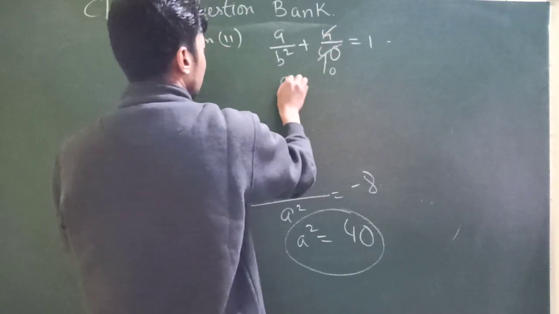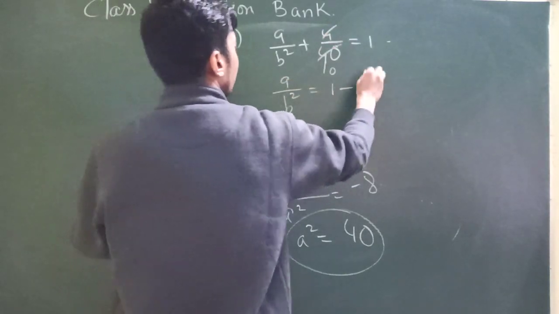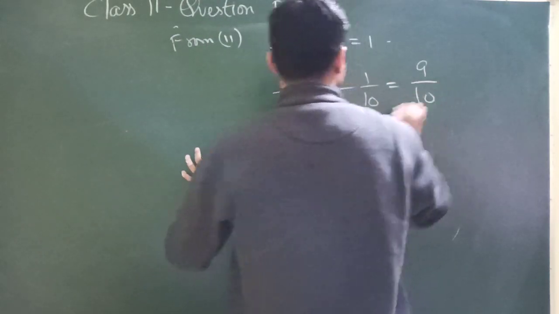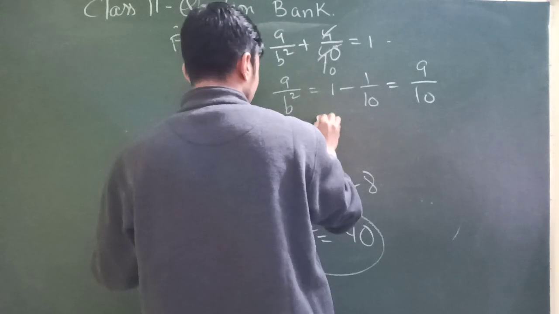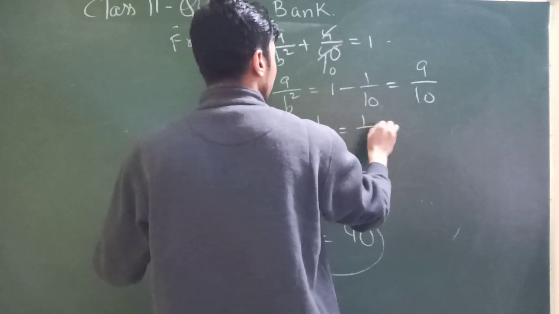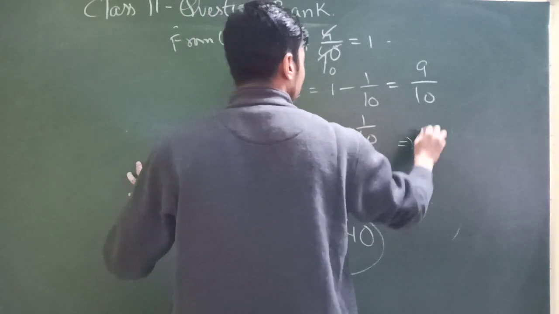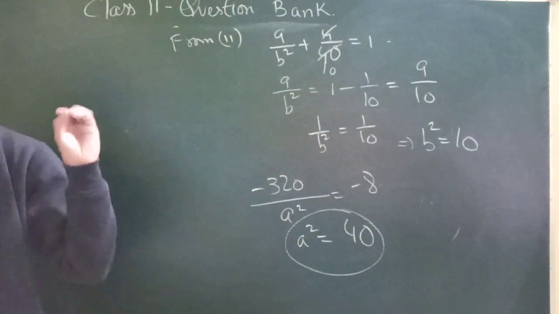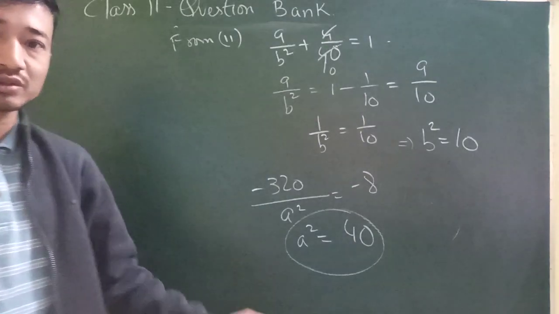So that's like 9 by b squared equal to 1 minus 1 by 10. So that's of course 10 minus 1, 9 by 10. So that's again like 9, so that's 1 by b squared is equal to 1 by 10. So that implies again b squared is of course equal to 10. So b squared is also 10. I'll keep b squared also as 10 only.